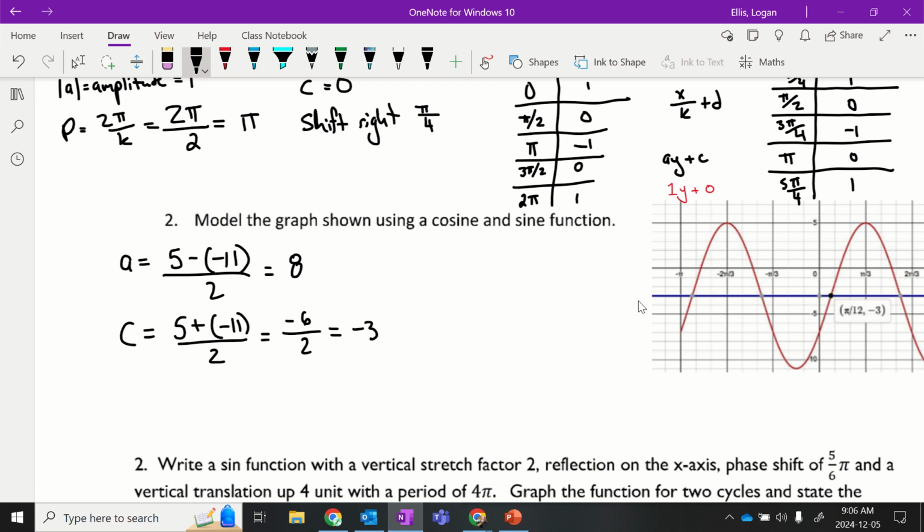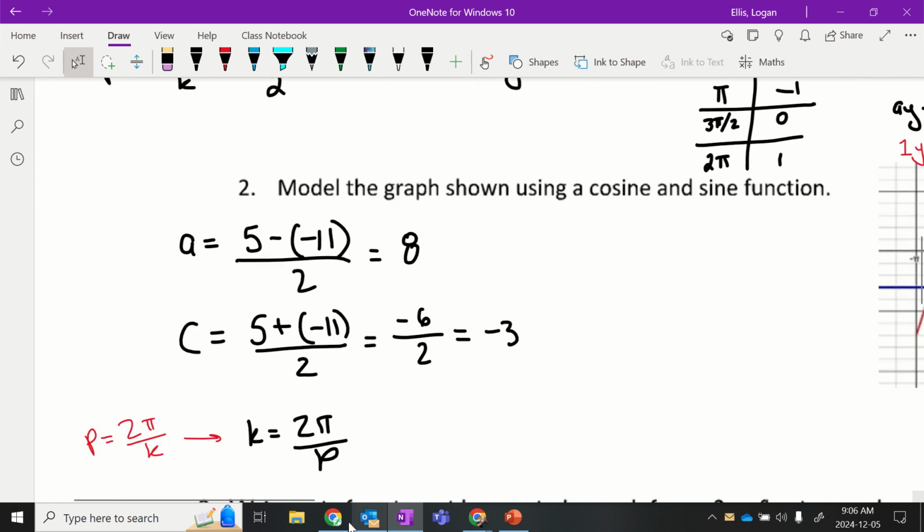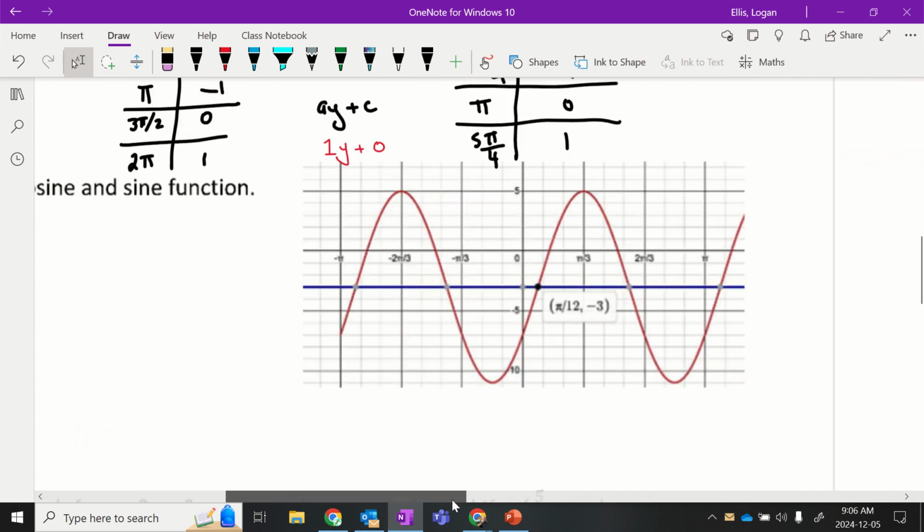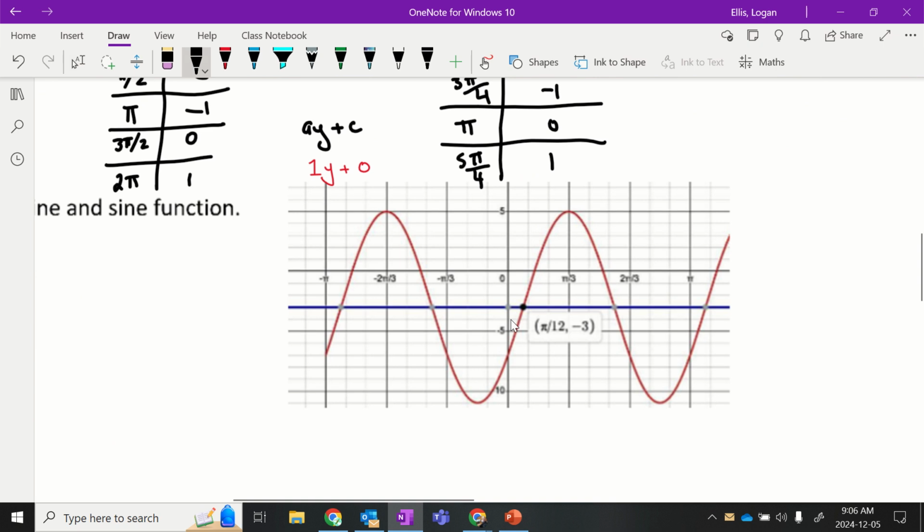Then what we need to do is get the K. Corey helped us remember that the period is 2 pi divided by K, which means that if you switch K and the period, K is 2 pi divided by the period. I think it's easiest to look for a period from maximum to maximum here, because I can see those exactly. So I see from negative 2 pi over 3 all the way to pi over 3.